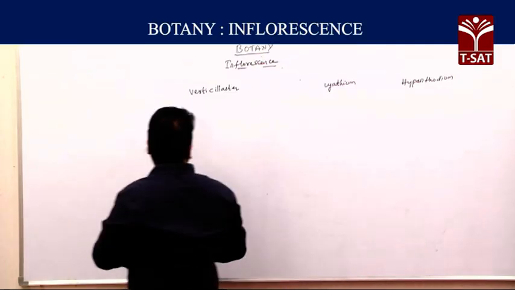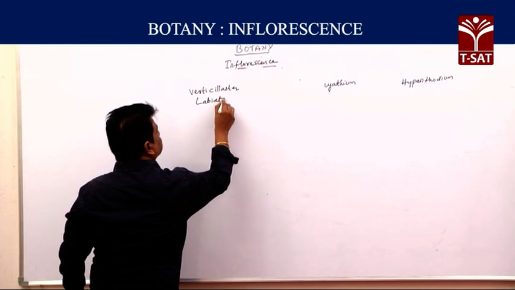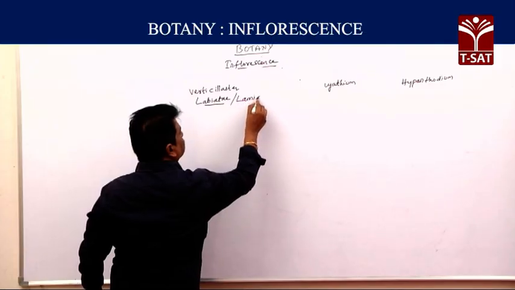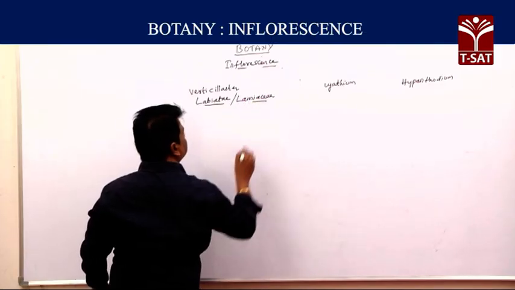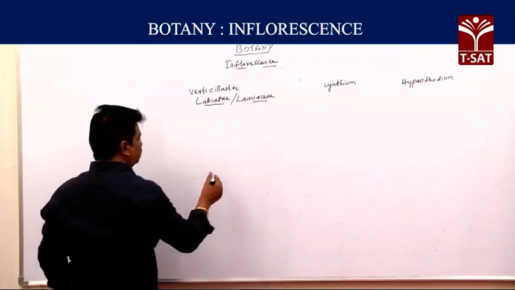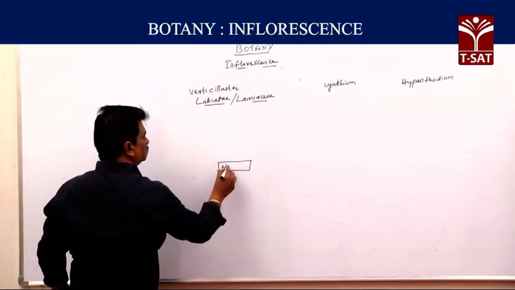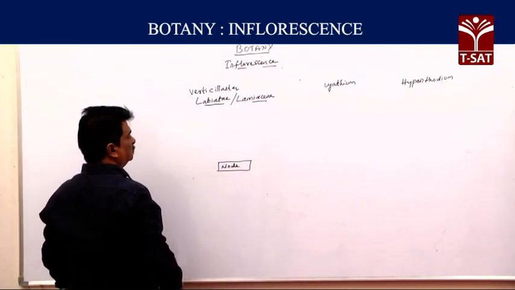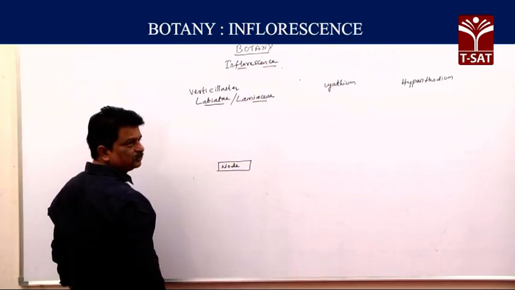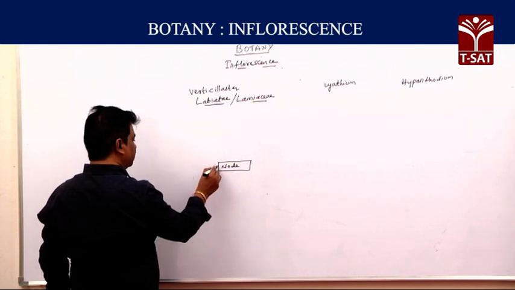So verticillaster, first one. Verticillaster is the characteristic inflorescence of Labiatae. In Labiatae family, phyllotaxy is opposite. At each node, two opposite leaves are present. In this type, the inflorescence arises from the axils of leaves.